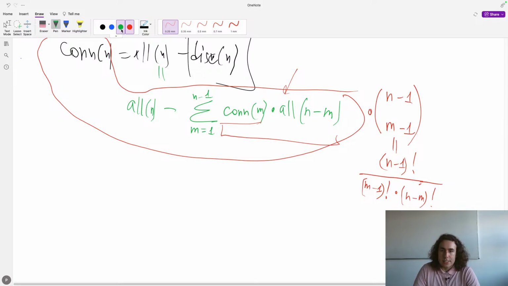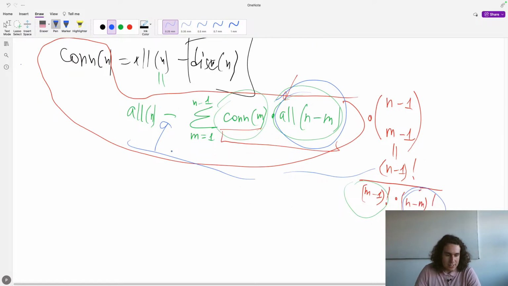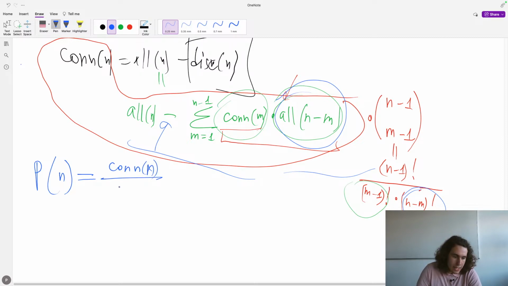So we can just separate these things. This is going to be connected to this, and this is going to be connected to this, and this we can take out. Anyway, let's simplify this formula. Let's define P of n as connected of n over n minus 1 factorial. And let's define Q of n as O of n over n factorial.